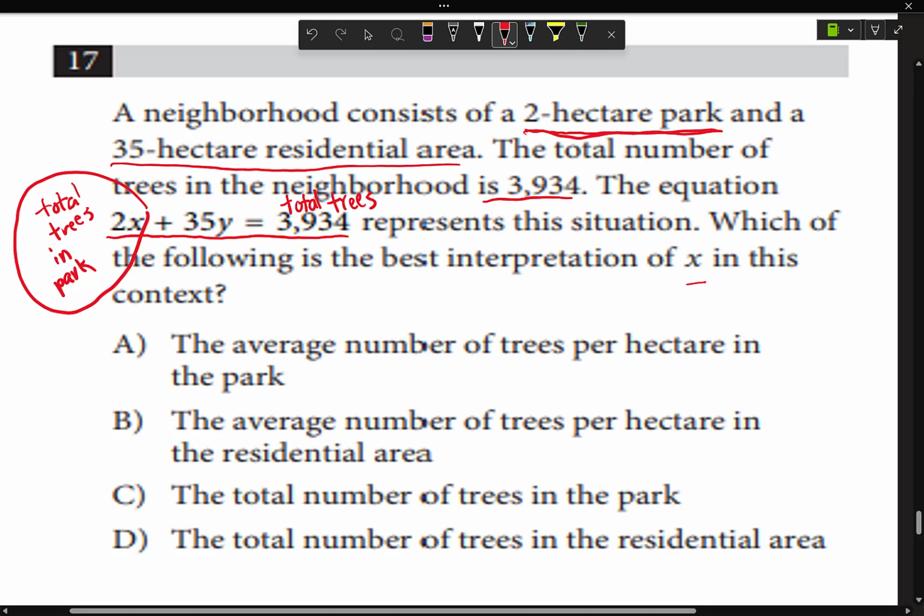They want us to interpret what x represents. So 2x represents this giant area and tells us there's so many trees in this giant area. So that means x represents the average number of trees per hectare in the park. 2x represents the total number of trees. x represents the average number of trees per hectare in the park.